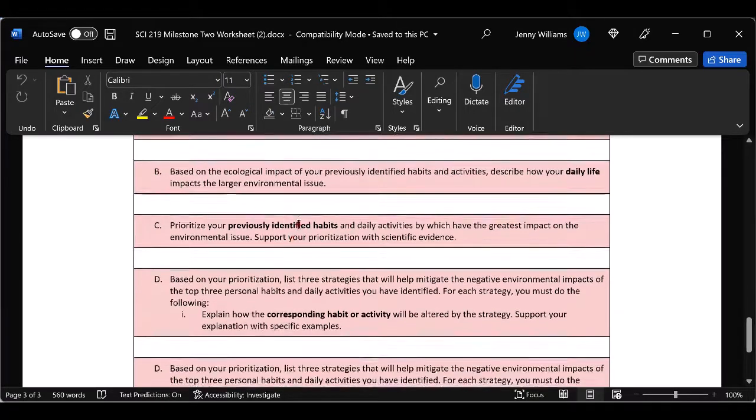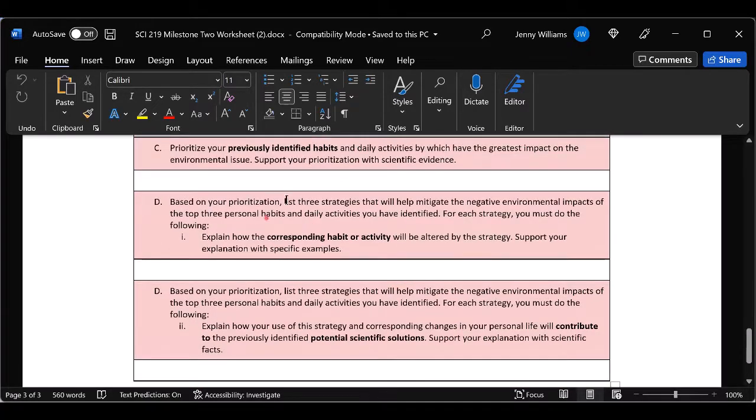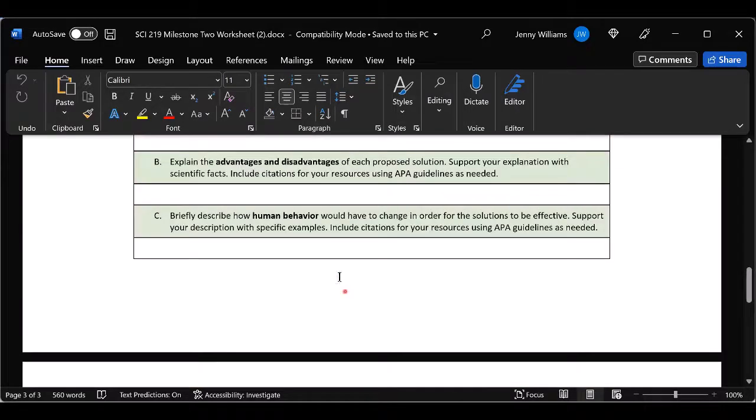Then you're going to prioritize the habits that you discussed by which have the greatest impact on the overall issue. Then this part's a little tricky. So you're going to list 3 strategies that are going to help mitigate the negative environmental impacts of your habits. And then you're going to explain how your bad habit is going to be altered by these strategies. Then you're going to explain how the 3 strategies that you discussed are going to contribute to your previously identified solutions.